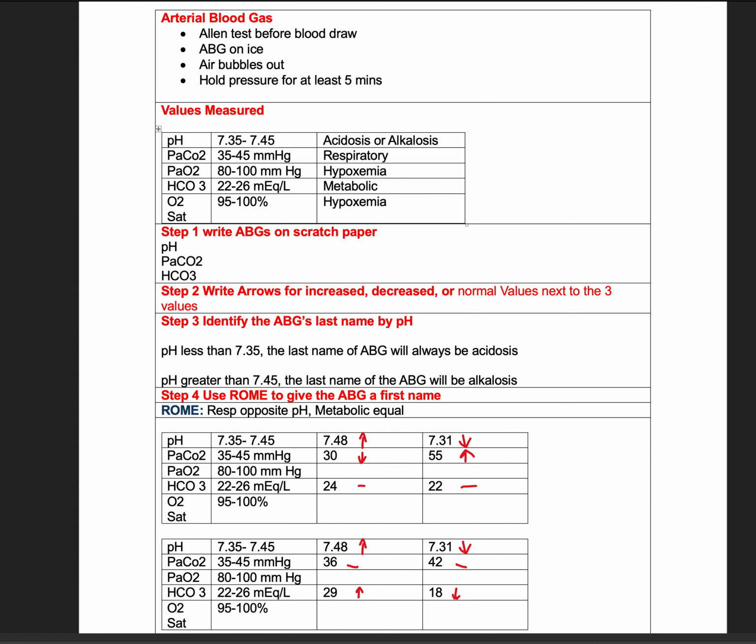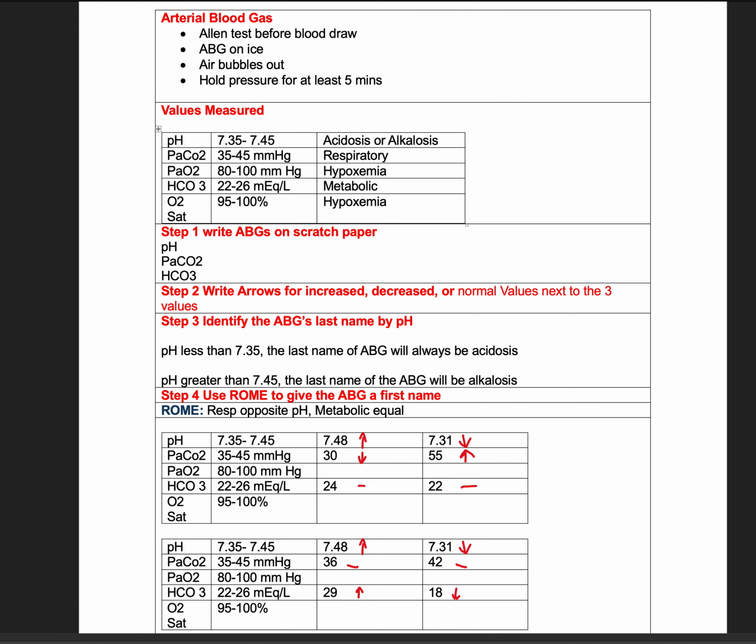ABGs, when they draw, need to go on ice. You get all the air bubbles out and hold pressure for at least 5 minutes, because it's an arterial draw. So you're puncturing an artery. You do all the normal things you do before you draw blood, like check 2 patient identifiers, have the label at the bedside with you, okay?